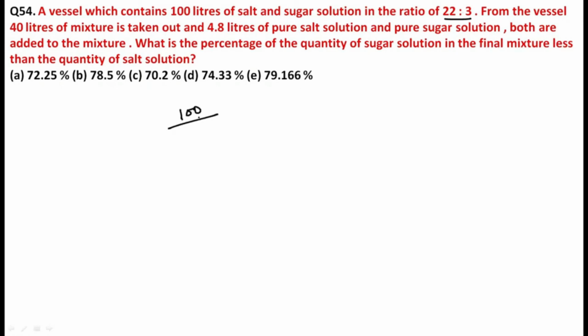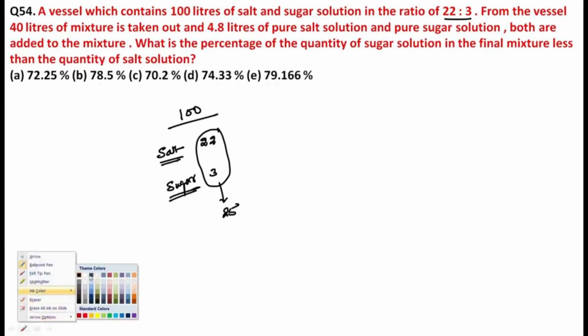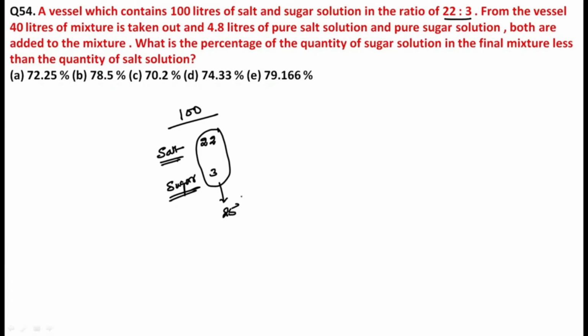There are initially 100 liters of salt and sugar solution. They are given as a ratio of salt and sugar. Now the respective ratio is 22 units and 3 units. It means if the total quantity is 25 liters, then 22 liters are salt and 3 liters are sugar. Now you just equalize those two values. 25 become 100, so each value should be multiplied by 4. Now the salt is exactly equal to 88. Now sugar is exactly equal to 12.